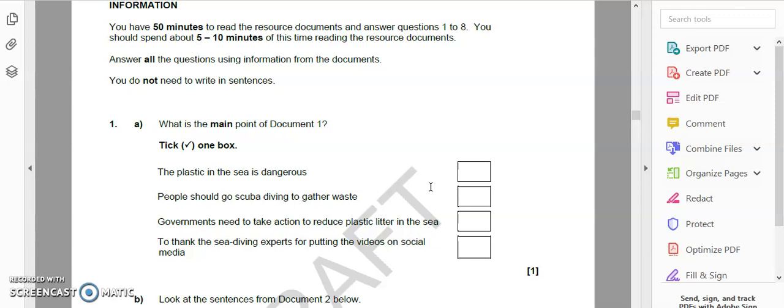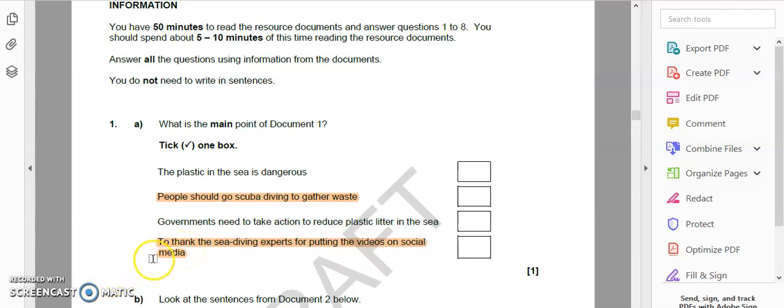there are, broadly speaking, 4 different categories of purpose for text: persuasive, informative, instructional, and descriptive. And what we need to do now is read document 1, and think about what the main point is. And to be perfectly honest, we can already start to rule some of these out, because we can probably rule out this one, that people should go scuba diving to gather waste, because that's not really a massive part of this, really, is it? And it's probably not going to be to thank the sea diving experts for putting the videos on social media.